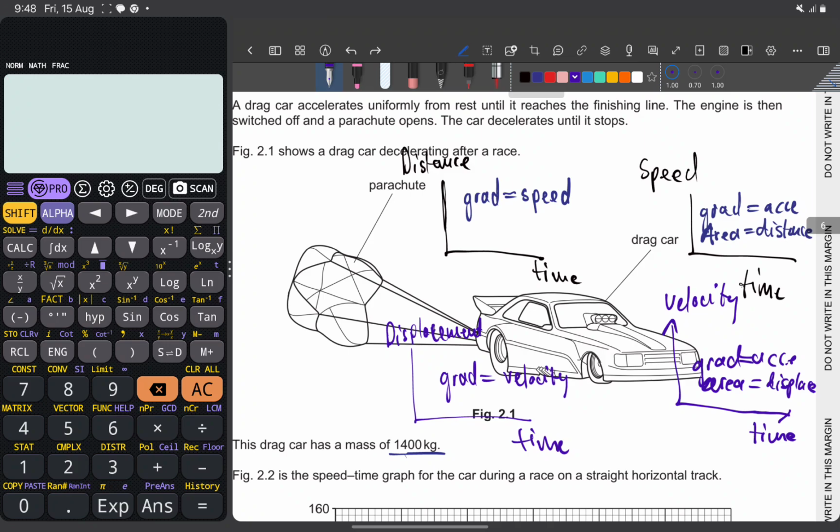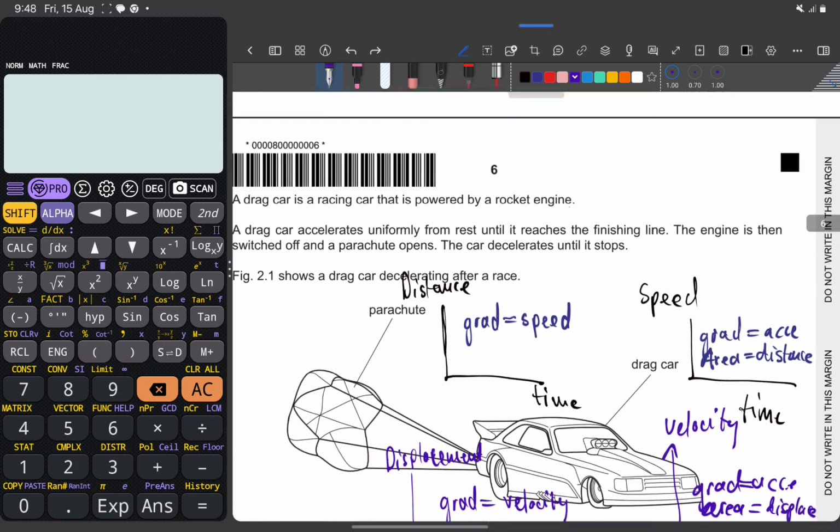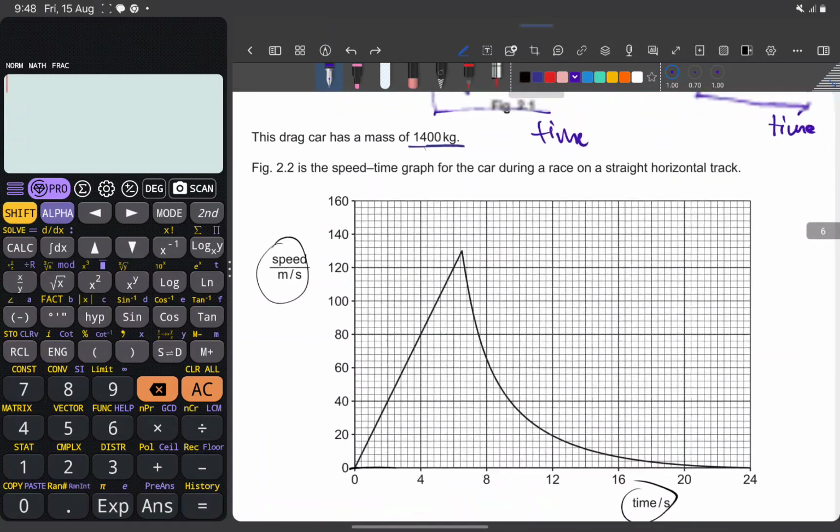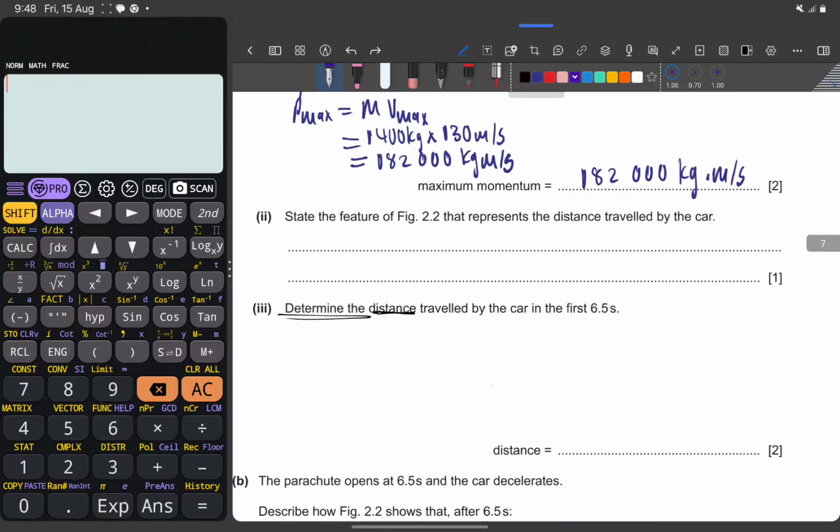So the moment I see a speed time graph, I can get what? Acceleration. And what else can I get? I can get the distance. How do I get the distance? Area under the graph. So they want the distance. The moment they say distance, it's a speed time graph. So distance is the area. If it was acceleration, it would be the gradient. So distance is the area under the graph.